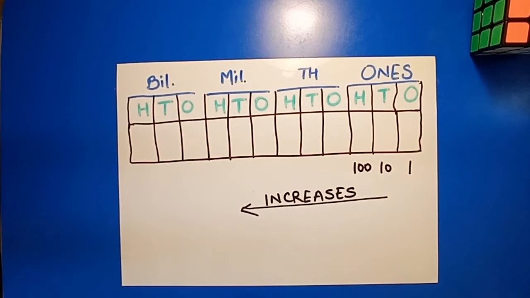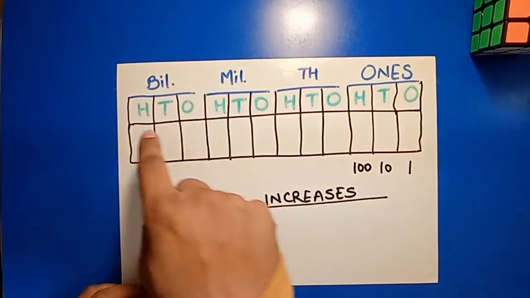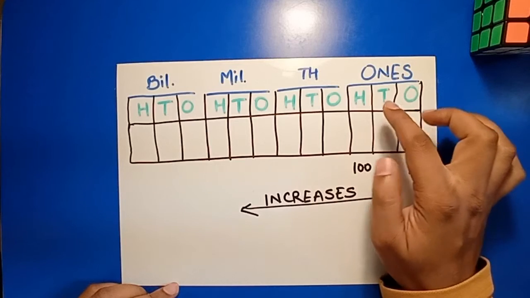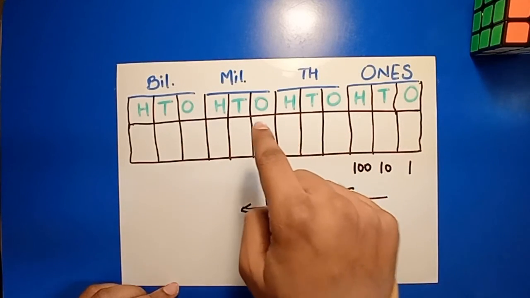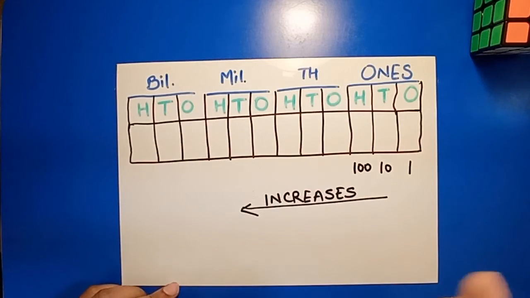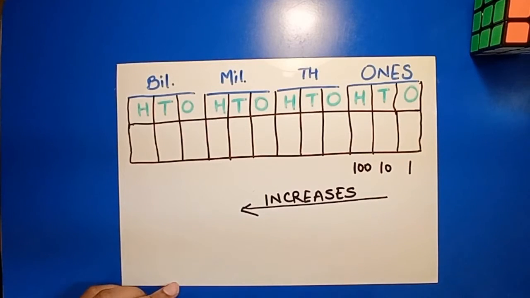Okay, let's talk a bit more about place value system. So, a quick revision. We have ones, thousands, millions, and billions. And for each, we have ones, tens, hundreds, 1,000, 10,000, 100,000, 1,000,000, 10,000,000, and so on. We also talked about place value and face value.